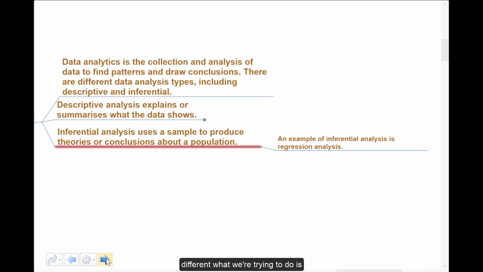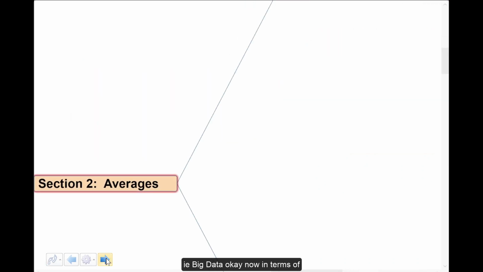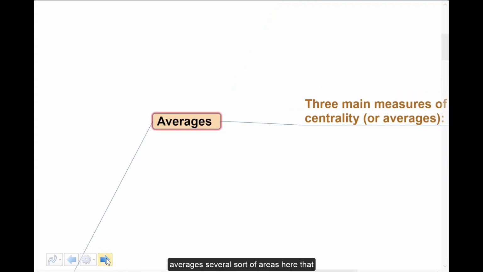What we're trying to do is produce theories based on the data or conclusions. So, for example, regression analysis. Maybe we're trying to forecast forward next Christmas's sales of a particular product. Okay? So there's the link between types of data and indeed something that you may be familiar with, i.e. big data.